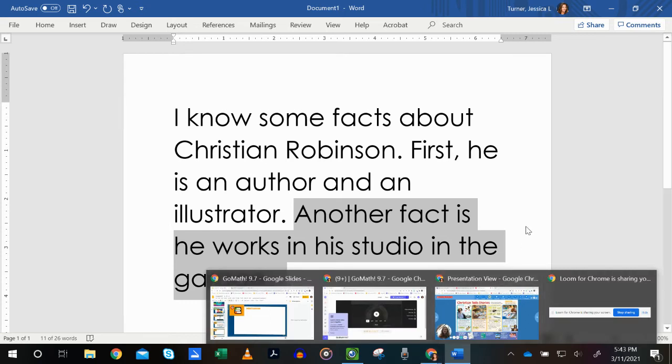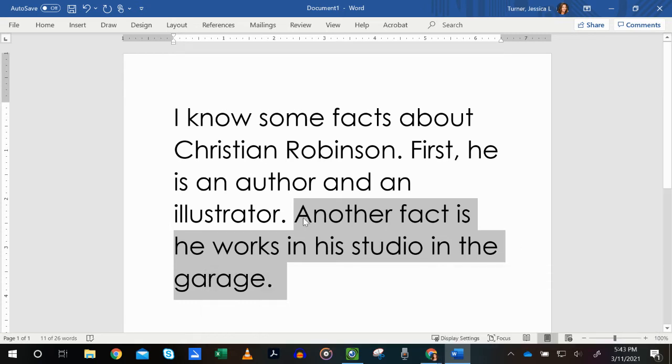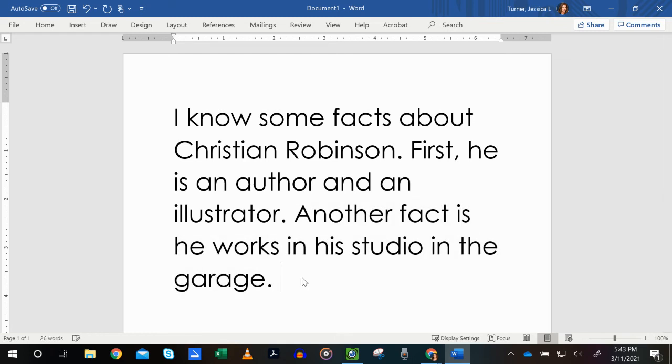That works. I also made sure I started with a capital, ended with a period. I have spaces between my words, and it's very legible, meaning it can easily be read. Pause if you need more time to write down those words.